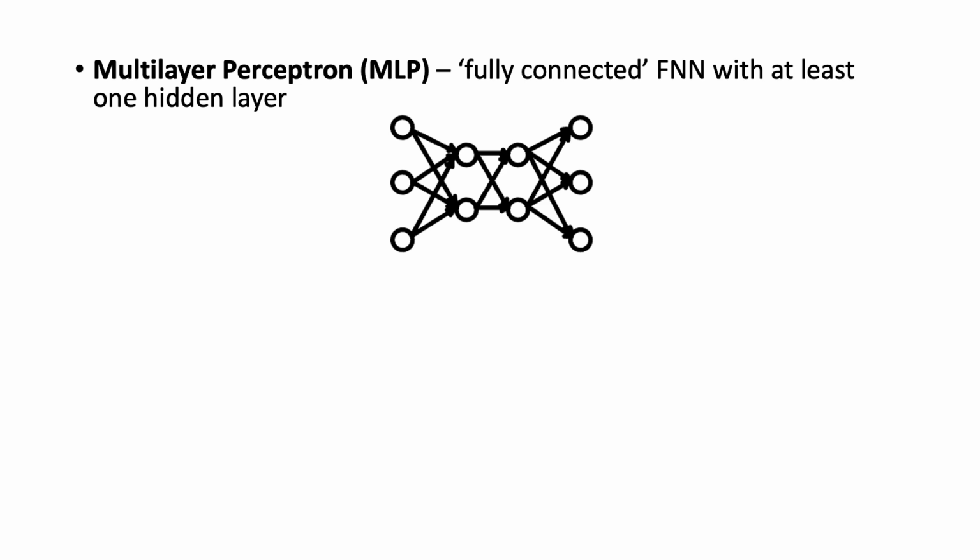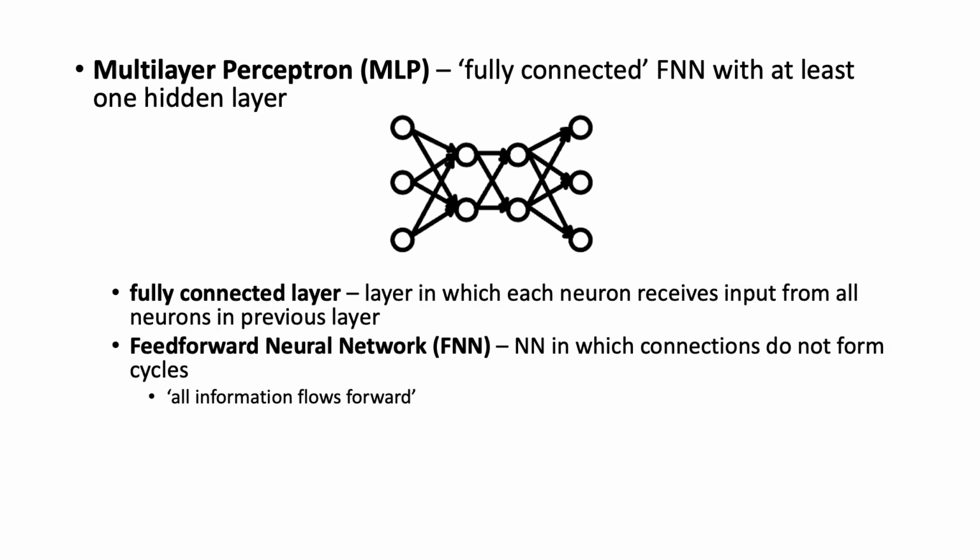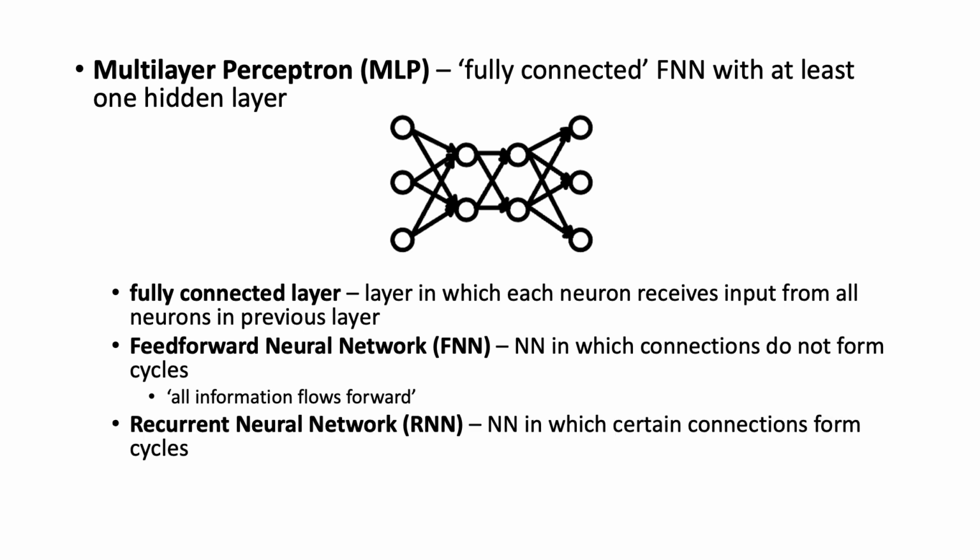So a multi-layer perceptron is a fully connected, feed-forward neural network with at least one hidden layer. Fully connected means that the neural network only consists of fully connected layers. A fully connected layer is a layer in which each neuron receives input from all neurons in the previous layer, and a feed-forward neural network is a neural network in which connections do not form cycles. Therefore, all information can be considered to flow forwards in the network. This is in contrast to recurrent neural networks, in which certain connections form cycles.